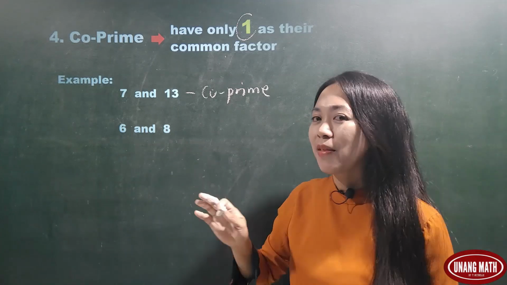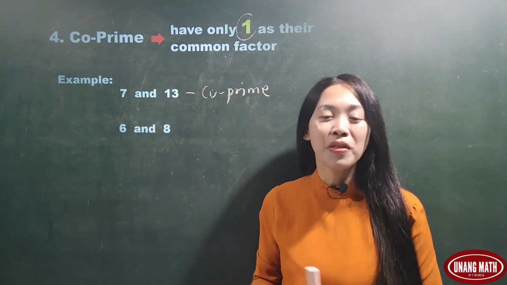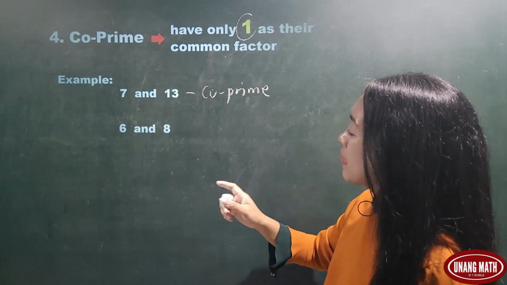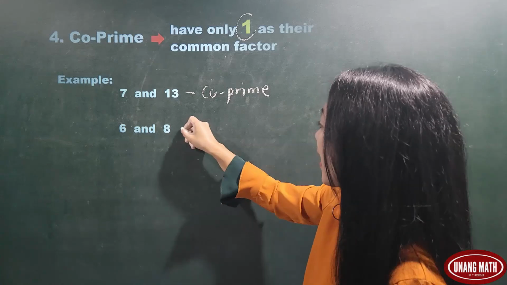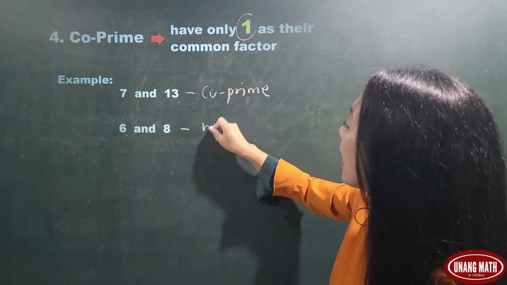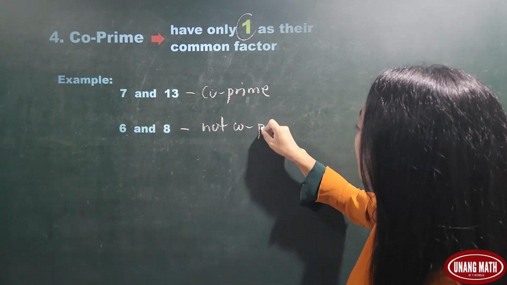Another example, 6 and 8. 6 and 8 can be divided into 2. Both can be divided into 2. It means, aside from 1, 2 is also a common factor of 6 and 8. So it means 6 and 8 are not co-prime.